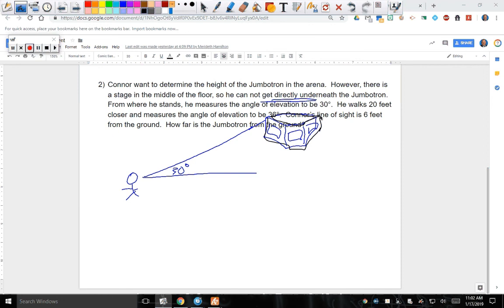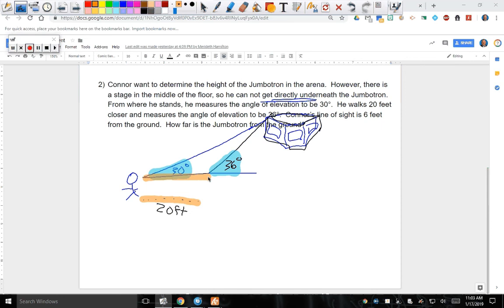It says he walks 20 feet closer and he measures the angle of elevation, and now it's 36. So when he walks closer, how many feet did he walk? 20. He's now going to take another angle of elevation. Again, remember that angle of elevation, let me highlight it. It's this right here coming from the horizontal. And this one's going to be 36 degrees. You with me? So 20 feet that he walked, just so that you can visually wrap your brain around it, is the same as that length right there.